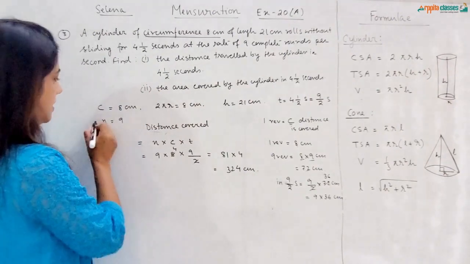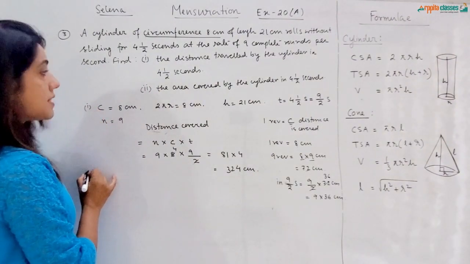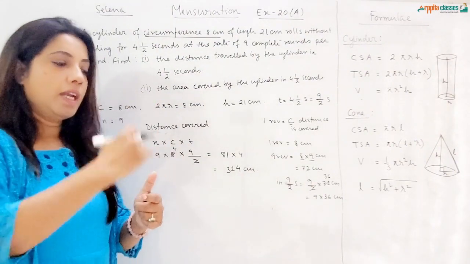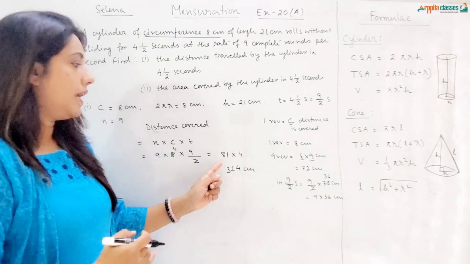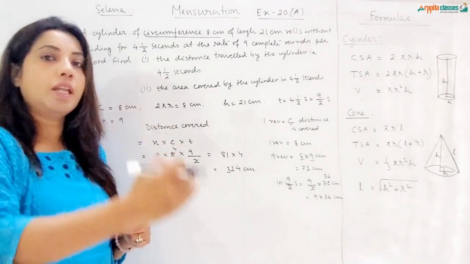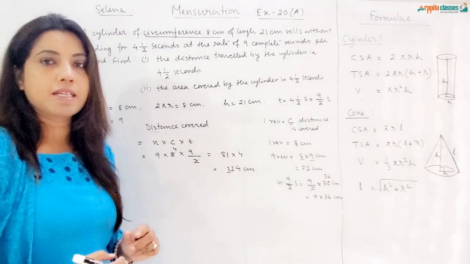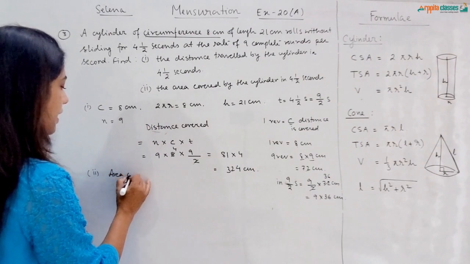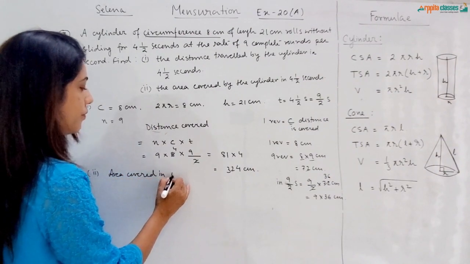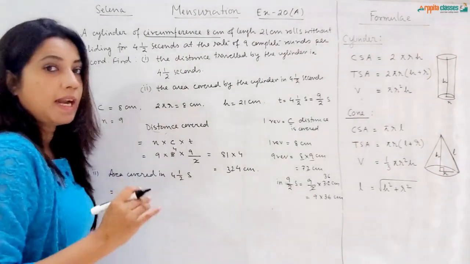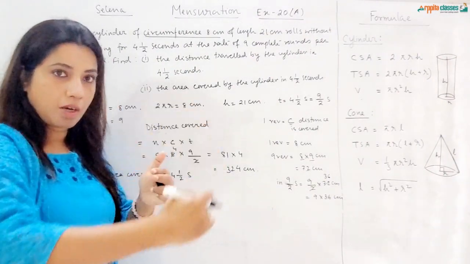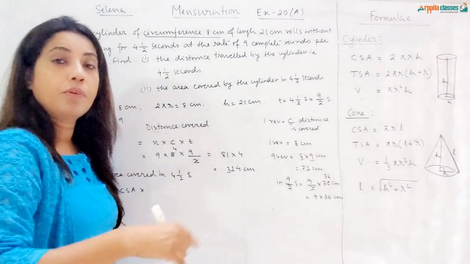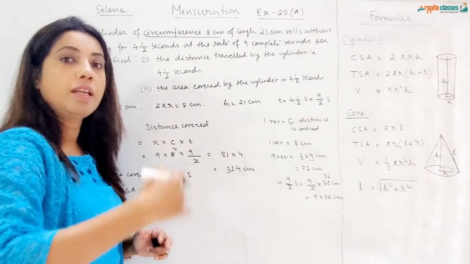Now the second one is, this is the first part. Now the second part is the area covered by the cylinder in 4 whole 1 by 2 seconds. Now in one complete revolution, it covers a curved surface area. So in 9 complete revolutions, it covers a curved surface area into 9, and in 4 whole 1 by 2 seconds, it covers into the timing. So area covered in 4 whole 1 by 2 seconds is equal to, now again understand, in one revolution it covers a curved surface area. So it is curved surface area into number of revolutions, which is 9. So in 9 revolutions it is covering 9 into curved surface area.